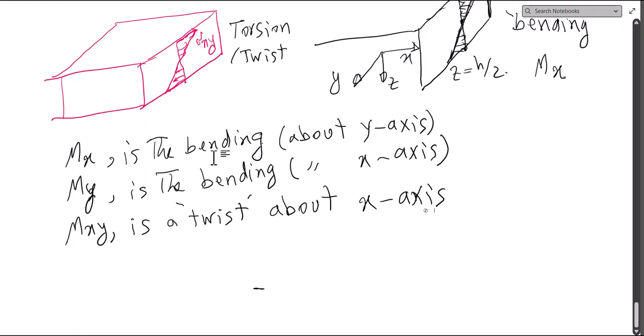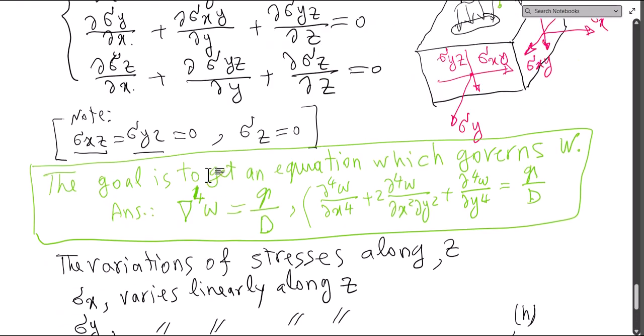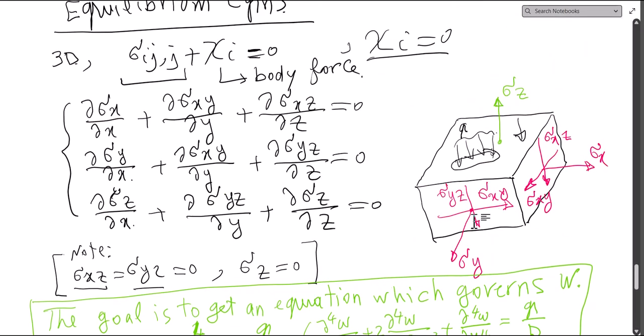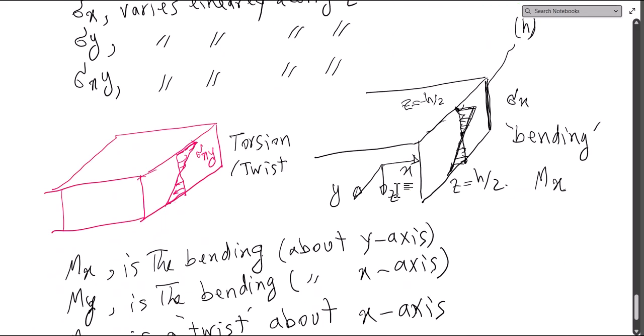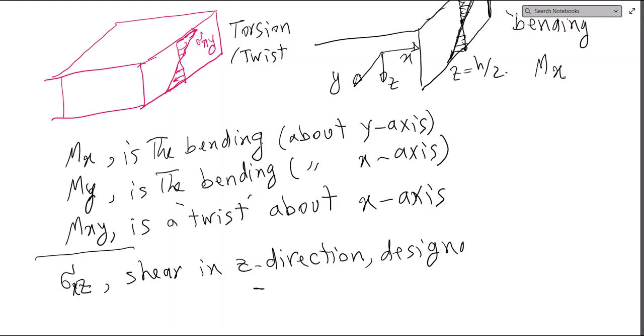Okay, how about sigma z? Actually xz, the transverse shear that I identified here, this and this set, yz and xz, is shear in z direction and we designate it by an intensity, call it q. So these are the quantities.